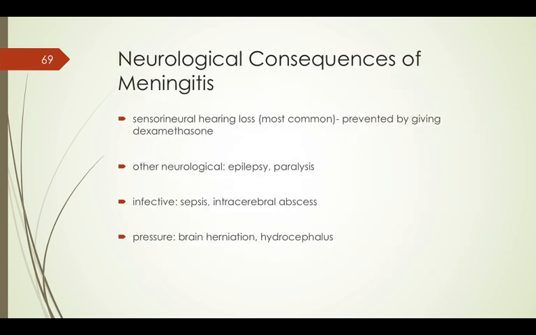Some of the neurological sequelae of meningitis: the most common one is sensorineural hearing loss, which we can actually prevent by giving dexamethasone. The other neurological complications include epilepsy, paralysis, infective consequences such as sepsis or abscess, and finally increased intracranial pressure can cause brain herniation as well as hydrocephalus.